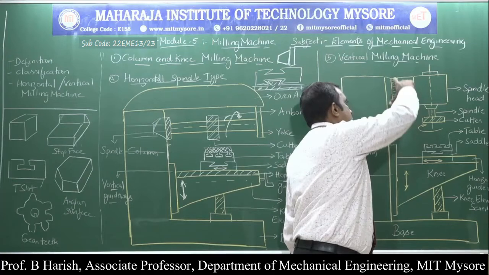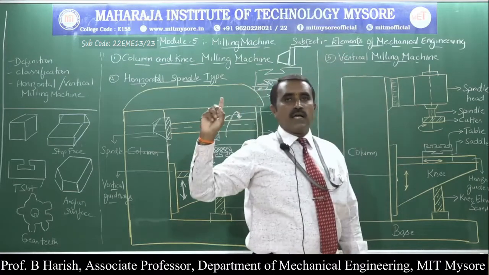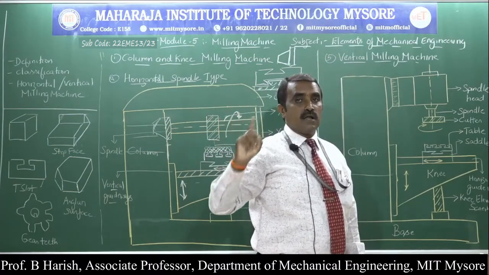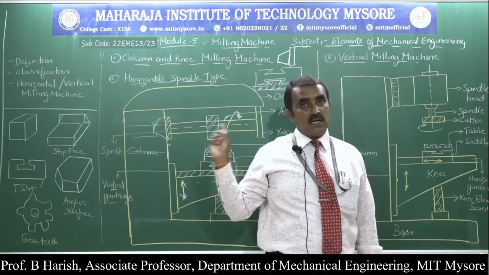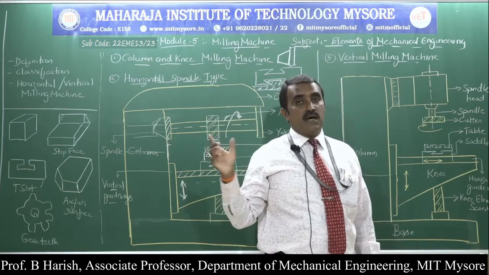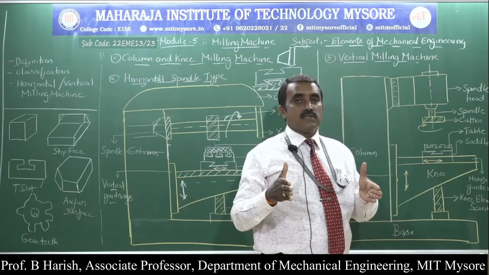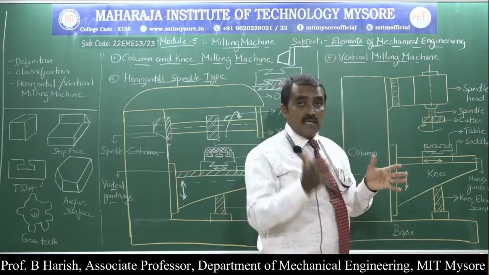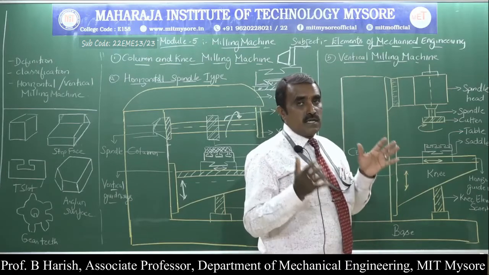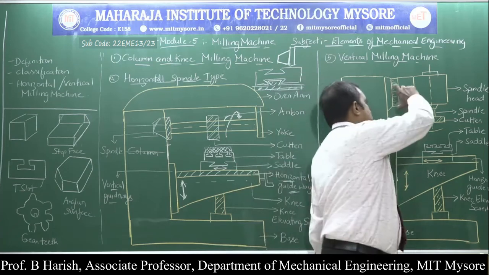So these are the graduations that are given. This is one important difference between horizontal and vertical milling machines. In a horizontal milling machine, I can only generate flat surfaces, whereas in a vertical milling machine, angular surfaces can be generated.